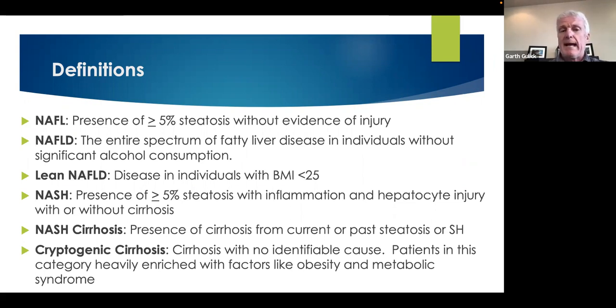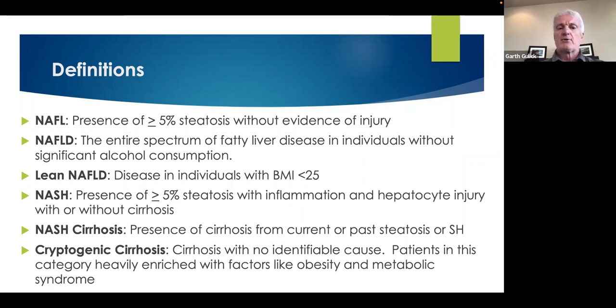NASH is hepatitis associated with fat in the liver and evidence of inflammation, either by liver function test or biopsy. NASH cirrhosis is simple, as the name states. And then we've always had a group of people, especially before hepatitis C was diagnosed, with cryptogenic cirrhosis. And increasingly, we're believing that this group of people, which can be up to 10% of cirrhotics, are sneaky NAFLD people.